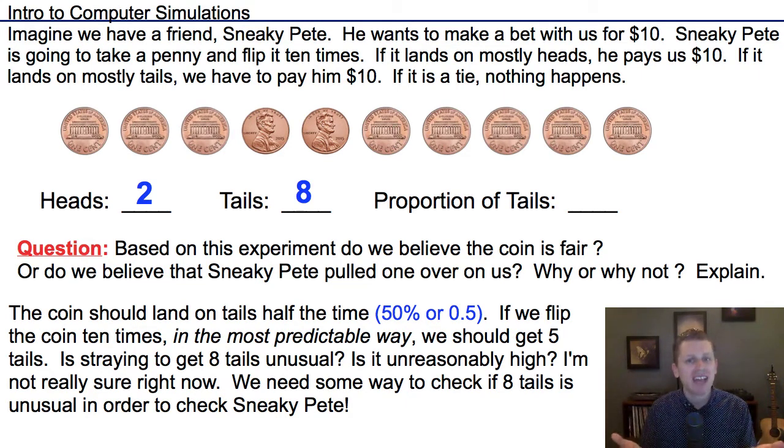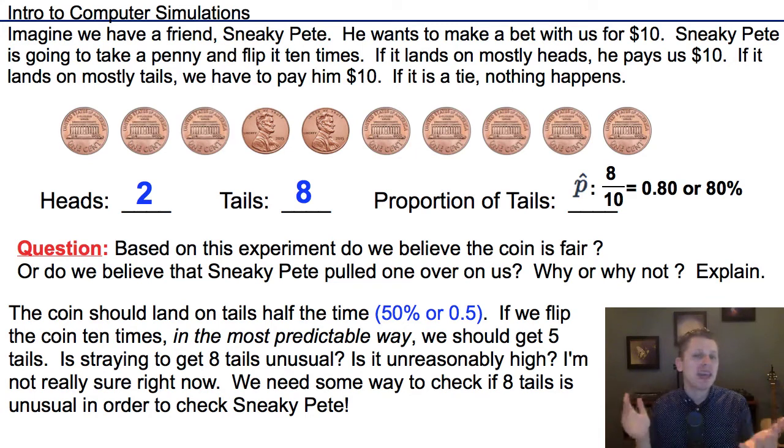So the question we have to ask ourselves is, is 8 unreasonably high? When I see 8 out of 10 trials, that proportion is 80% of the time, and it's not happening 50% of the time. So we really need some type of way to check if 80% is too high. Otherwise, we can't make a determination whether or not this coin is fair or whether or not Sneaky Pete pulled one over on us. And that is the whole point of computer simulations.